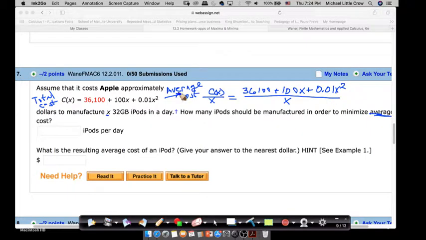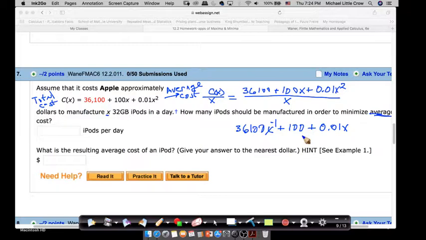So what I would do is rewrite this, so divide each of these by x. So I'm going to get 36,100 x to the minus 1, right? Because it's going to be over x, and I move it up. This one, the x's are going to cancel, so that's plus 100. That's going to be nice when I take the derivative. That becomes 0. And then when I divide x squared by x, I'm going to have just plus 0.01 x.